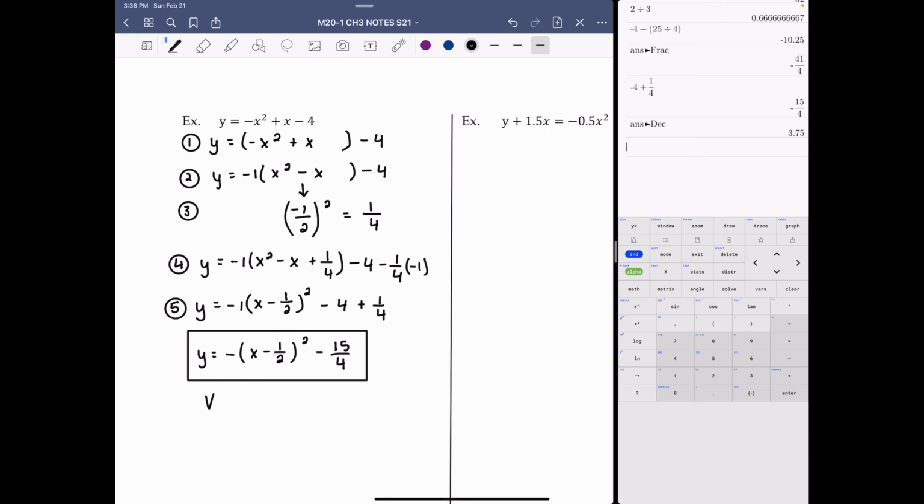Then we know our vertex would be at x is positive 1/2, since it says x minus 1/2 in the equation, and y is -15/4.